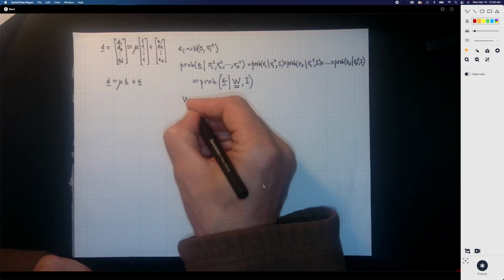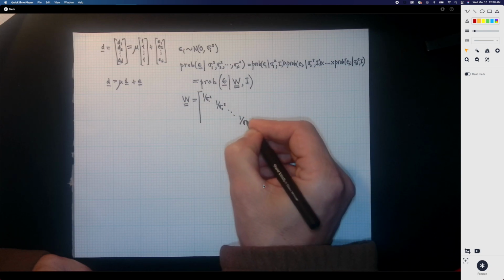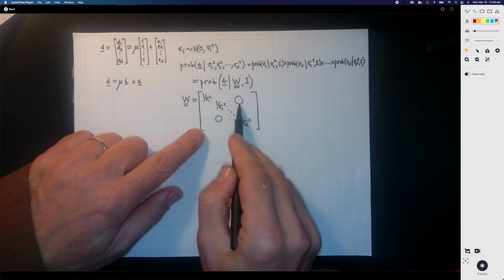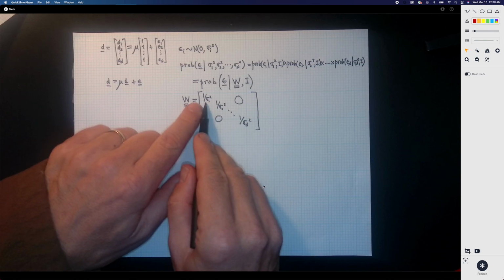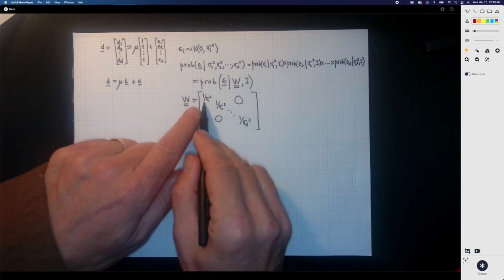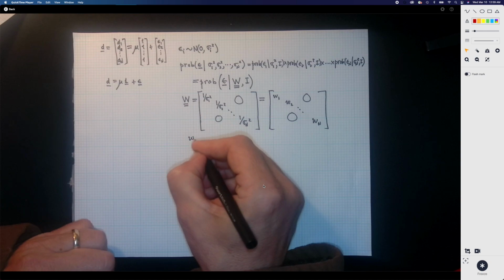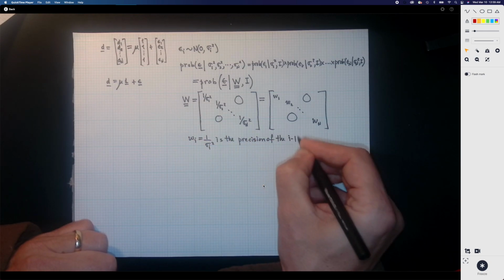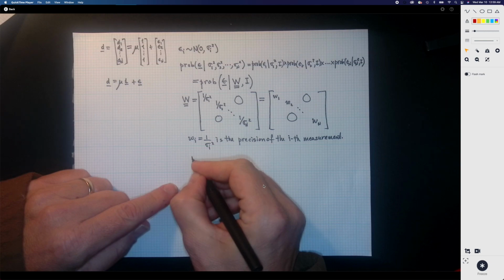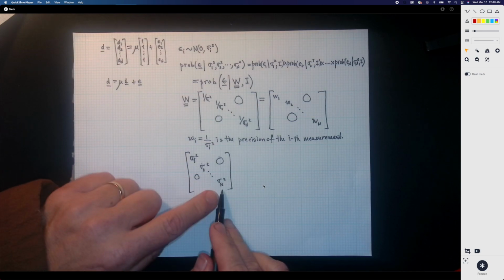So W is a diagonal matrix with zeros on all the off-diagonal elements, except down the main diagonal we have the reciprocals of all the variances of all the measurements. These quantities are known as precisions, so we sometimes rewrite it this way. So the variance covariance matrix is this one, where these are the variances of the measurements.